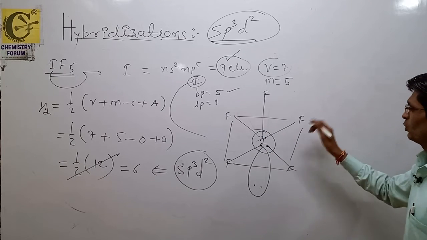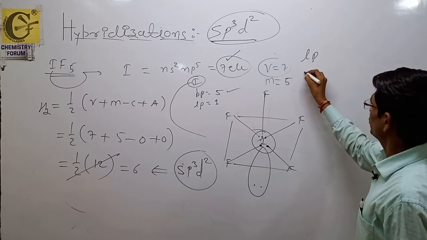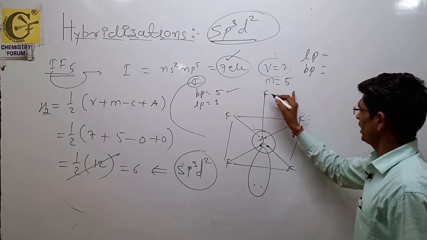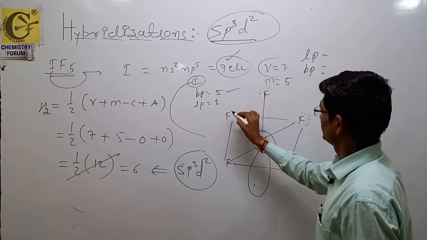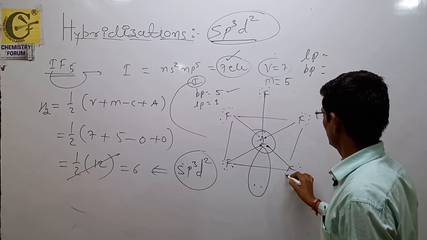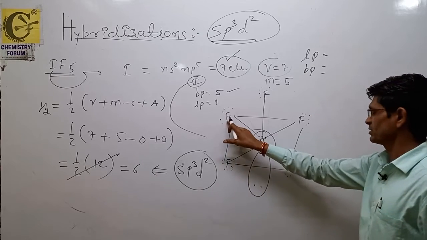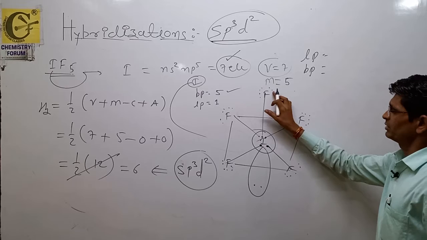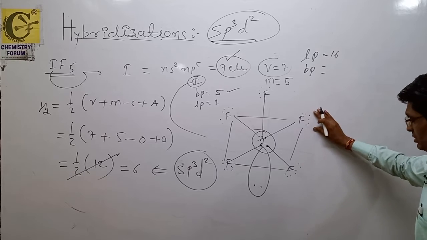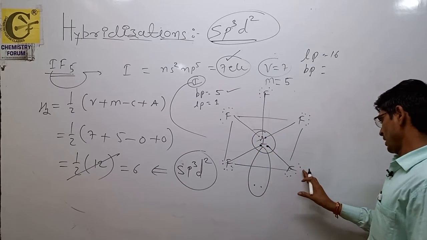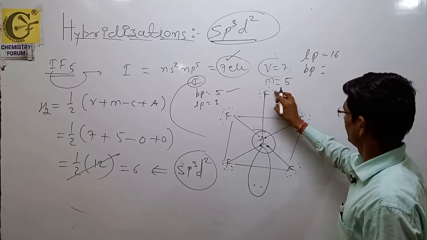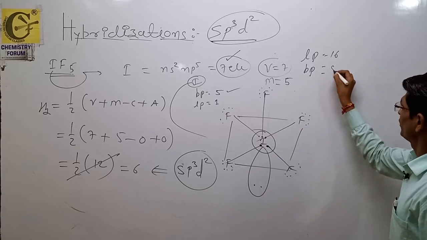And what is the total number of lone pairs of electrons? In this molecule we discuss the total number of lone pairs and bond pairs. Each fluorine atom contains 3 lone pairs of electrons. So total lone pairs here: 3 plus 3 is 6, 9, 12, 13, 14, 15, 16. The total lone pairs of electrons here is 16. Bond pairs of electrons: 5.